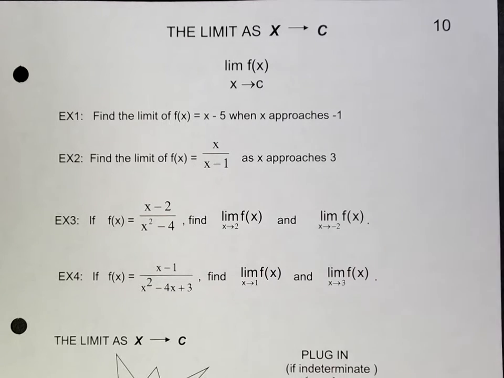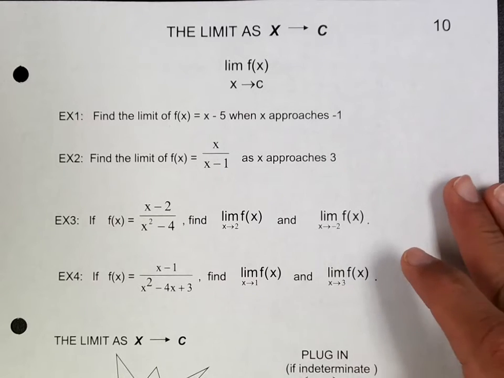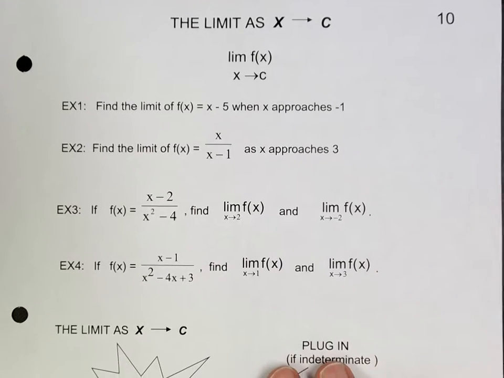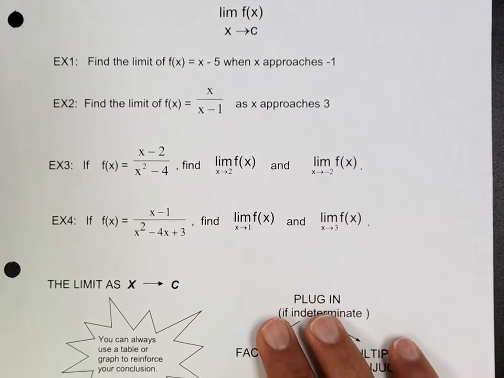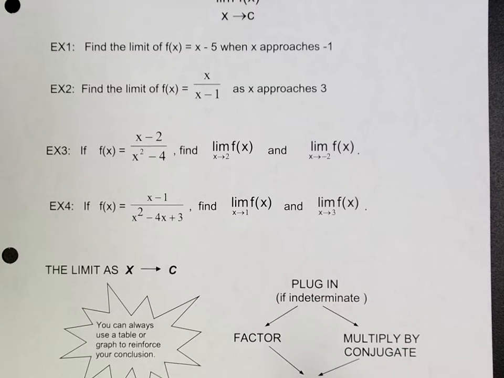Okay, so this is topic 10 and topic 11. So we're going to combine two lessons into one video. We're going to continue talking about limits as x approaches c, c being a number. On this one, we're going to talk about different ways to find the limit. We're going to do the same thing on the first couple that we did on the last lesson.